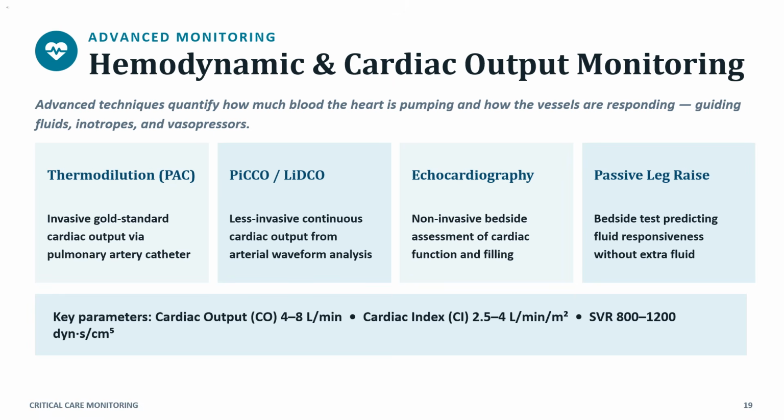Key parameters. Cardiac output (CO) 4 to 8 L per minute. Indicates total blood pumped by the heart per minute and overall perfusion. Cardiac index (CI) 2.5-4 L per minute per square meter. CO adjusted for body surface area, allowing comparison between patients. SVR 800 to 1200 dyn·s per centimeter to the 5. Reflects vascular tone and afterload faced by the left ventricle.